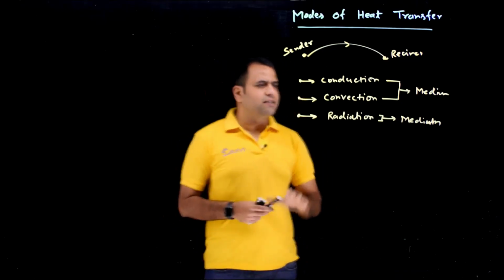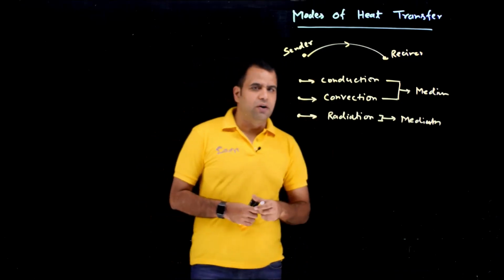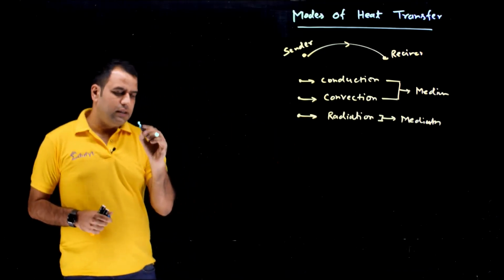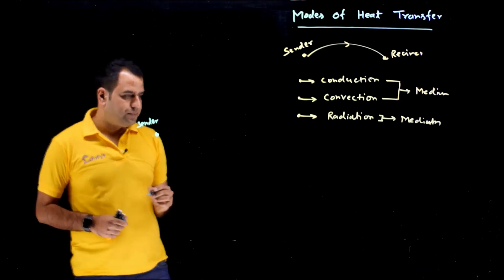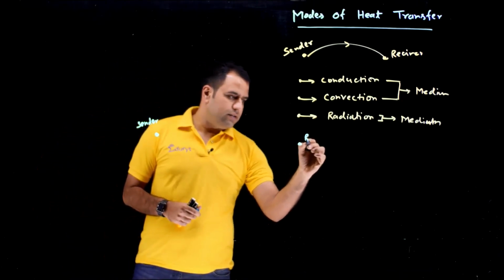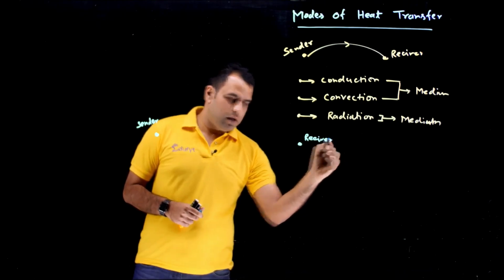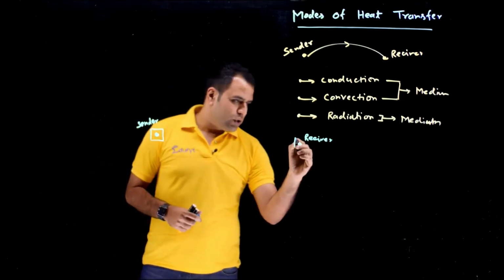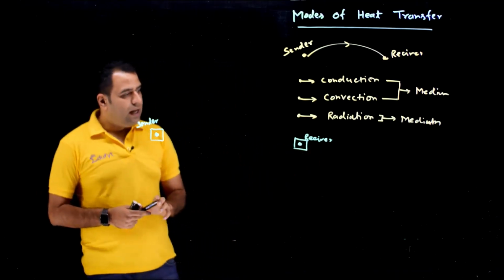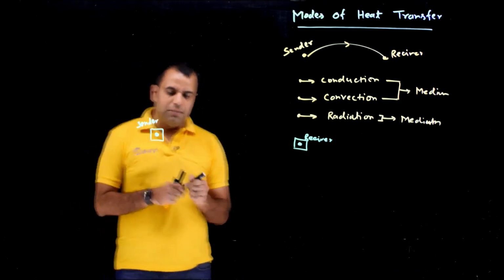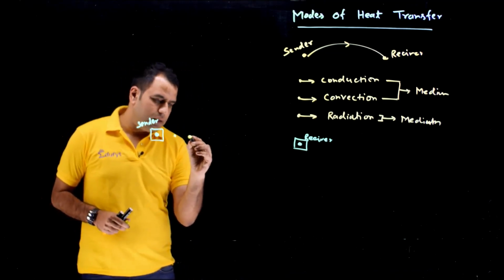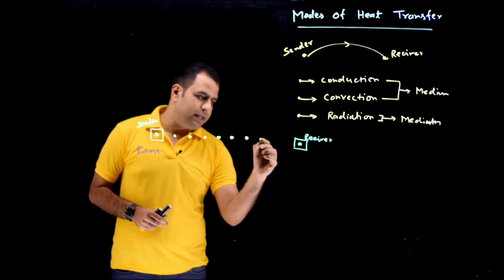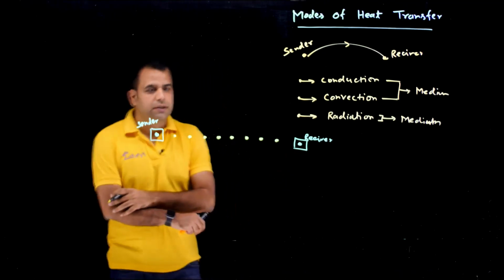Okay, so let's discuss all three processes. What's the difference between these three processes? Let's assume this is a sender and there is a receiver. In between the sender and receiver, I'm putting them in boxes so we can differentiate among them. And in between the sender and receiver, there are multiple particles. There are the particles of the medium, or you can say atoms. These are multiple particles.